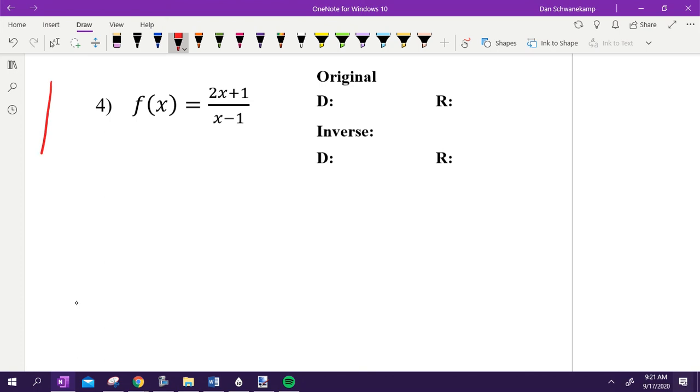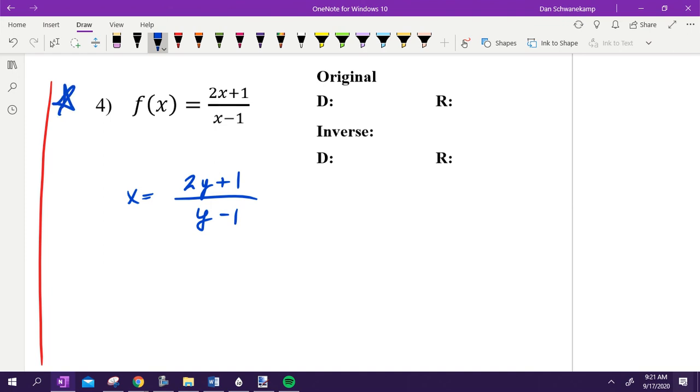Number 4, a little bit challenging. We're finding the inverse. To find the inverse, I flip x and y. So it's going to be x is equal to 2y plus 1 over y minus 1. Put a star by this one. This is one that we struggle with a little bit. This is a skill you need in calculus. We do this one in my calculus class in like a week and a half.